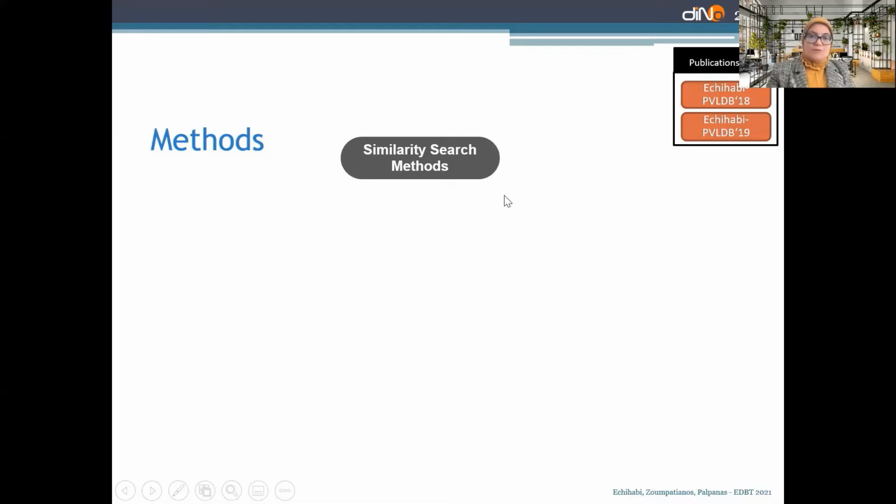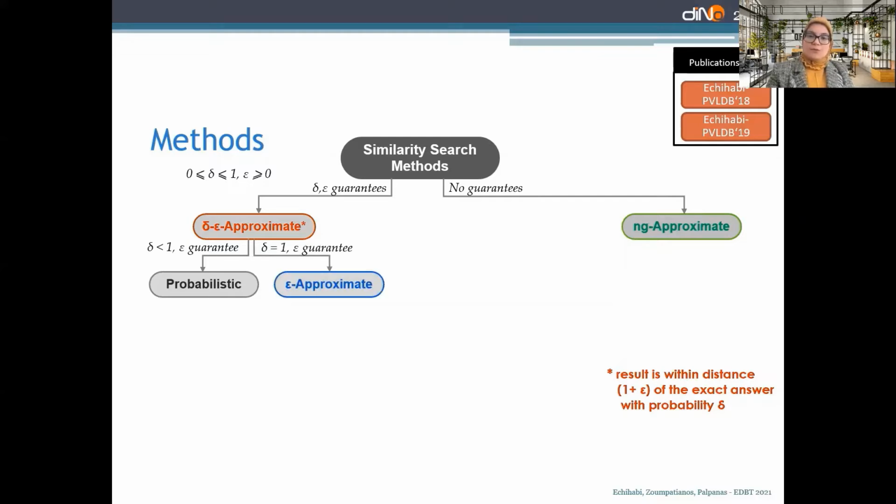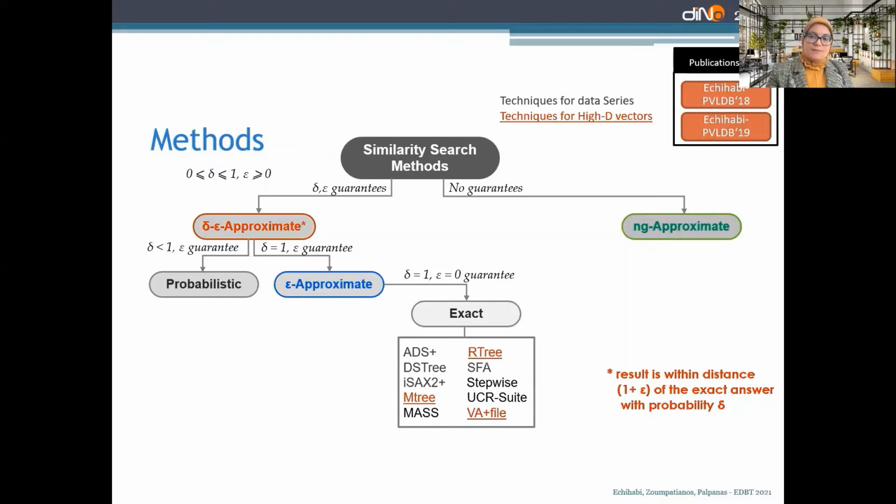Similarity search methods are represented in the following taxonomy. They can be categorized as either NG approximate, which means they return answers without any quality guarantees, or delta epsilon approximate, where the result is within distance 1 plus epsilon of the exact answer with probability delta. Delta is between 0 and 1, and epsilon is greater than or equal to 0. When delta is strictly less than 1, the methods are called probabilistic. When delta is equal to 1, the methods are called epsilon approximate. In a special case where delta is equal to 1 and epsilon is equal to 0, the methods are called exact.